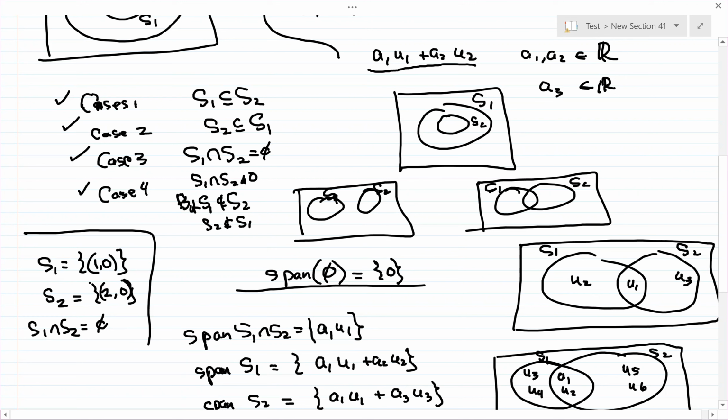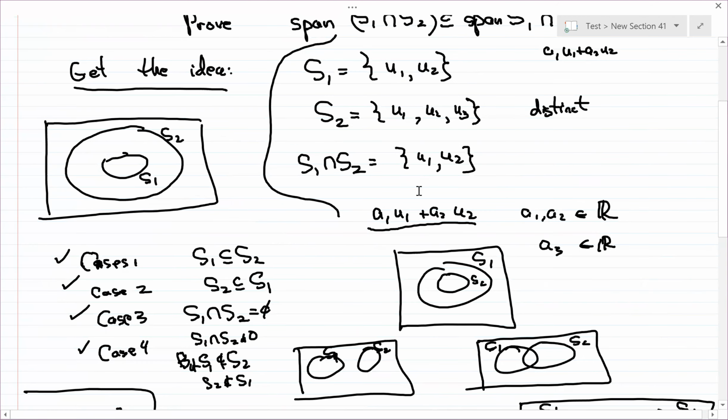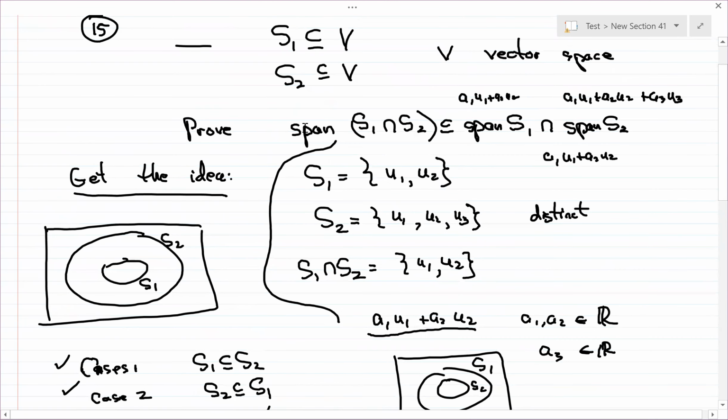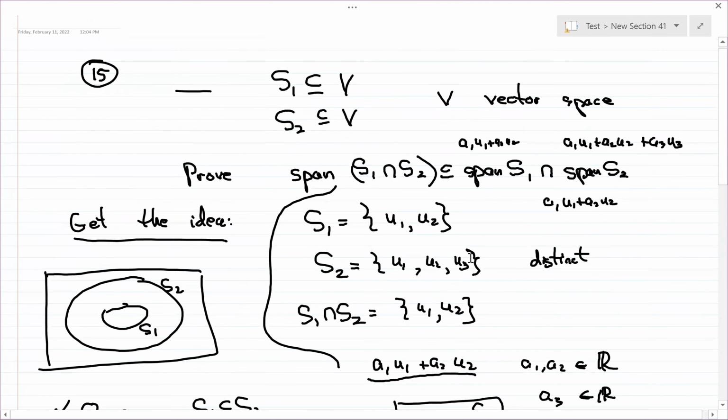And what would you get when you take the span of each of these? You'll get the same thing, right? The span of this will just be anything that looks like a, 0. Yeah, call it a, 0. And the span of this will also be a, 0. So go back up to here. This would be the empty set because the sets S1 and S2 don't have anything in common. The span of the empty set is just the 0 vector. And these would both be vectors that look like a, 0. So here's the picture.